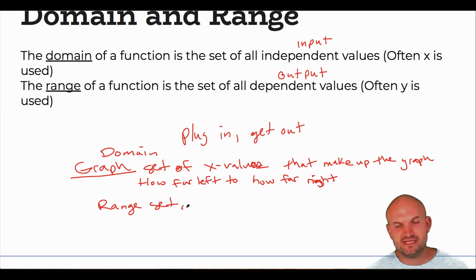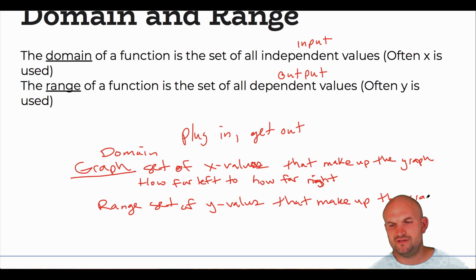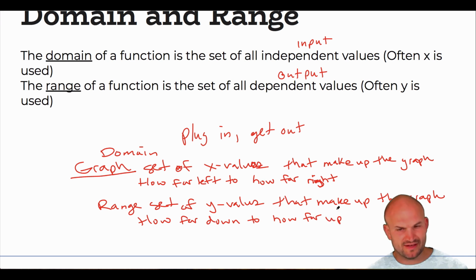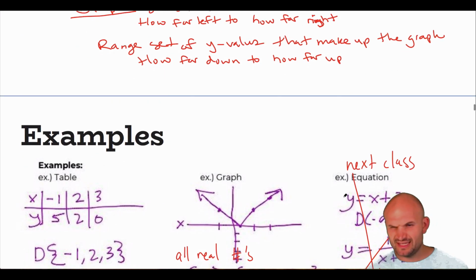So this would be the set of y values that make up the graph, and that's also like the output values, and that can also be further simplified to how far down to how far up. Okay, way simplified though, because we have these things called asymptotes and discontinuities, which we're going to come up to. But anyways, hopefully that at least starts.